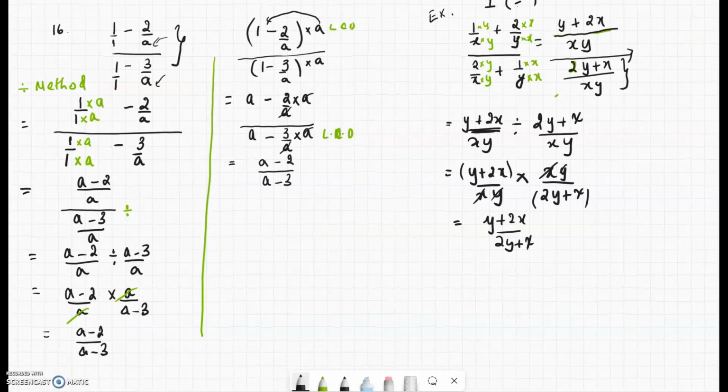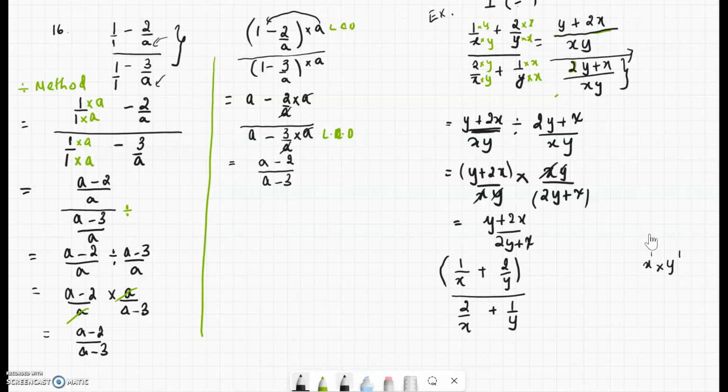Now we'll solve the exact same problem using a different method, and the other method is multiplying the numerator and denominator with the LCM or the LCD, the least common denominator, of all the fractions that you see in the entire expression. So we have x and we have y, so it's x to the 1, y to the 1. Pick the largest in each, and it's x to the 1 times y to the 1.